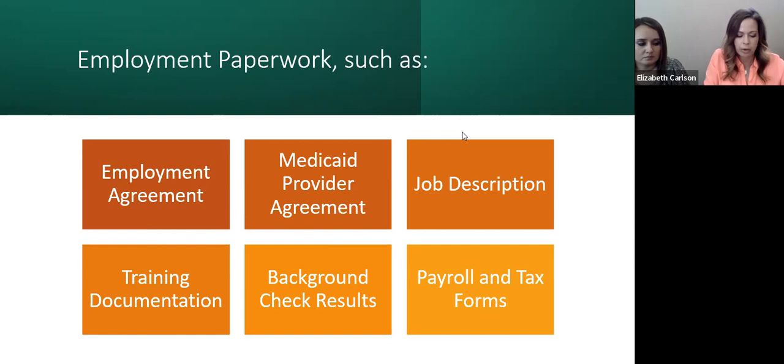Yeah, so the employment agreement is going to be between the client or the employer and the individual that is going to be providing the service. The Medicaid provider agreement is going to be between the provider, and then the second signature comes from the CMH. There's a job description that the employer would develop, and then training.